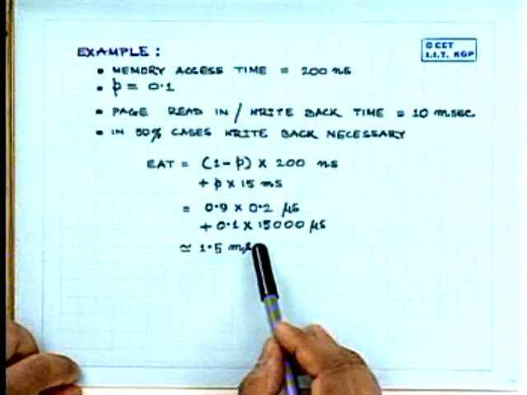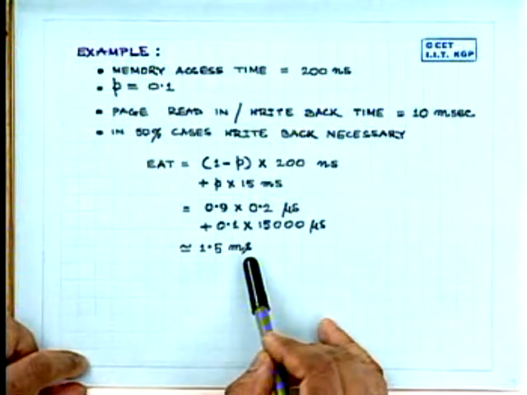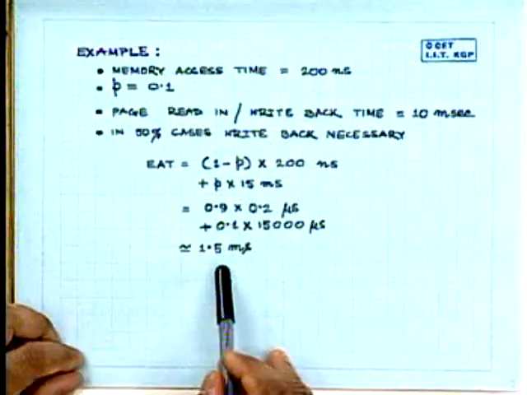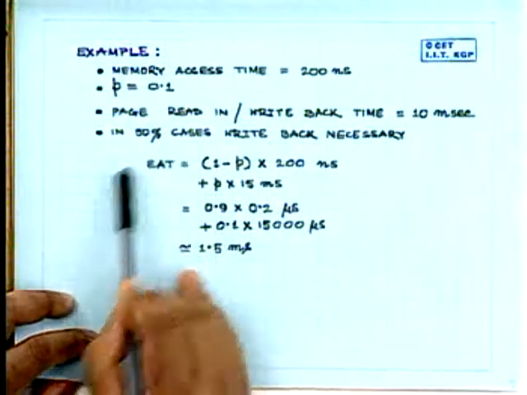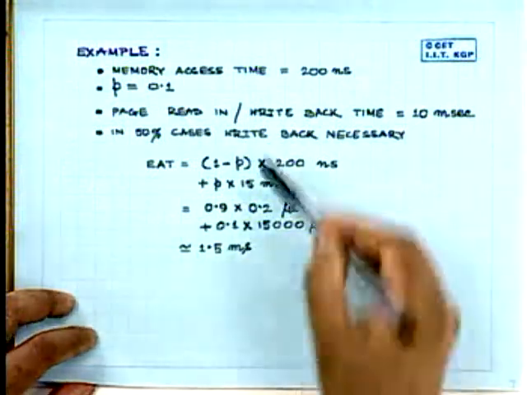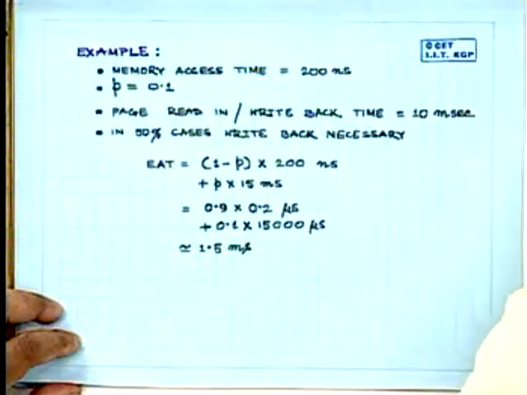And you can immediately see that it's very high. The CPU is going at a tremendously fast rate, whereas if you go by the effective access time, it turns out to be 1.5 milliseconds with this figure. It is going as if at the speed of a bullock cart, and the entire efficiency will fall. Then, what is the advantage of having this virtual memory? The advantage cannot be derived this way.